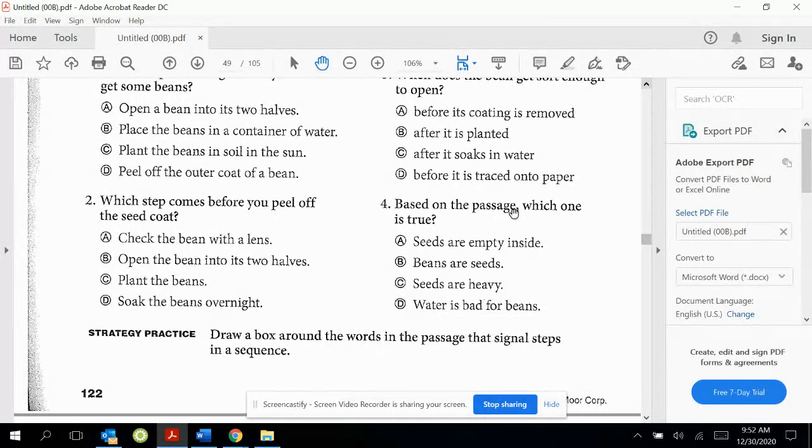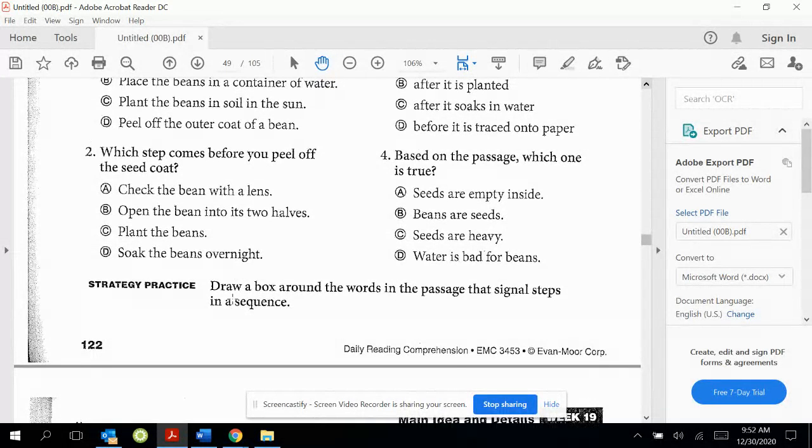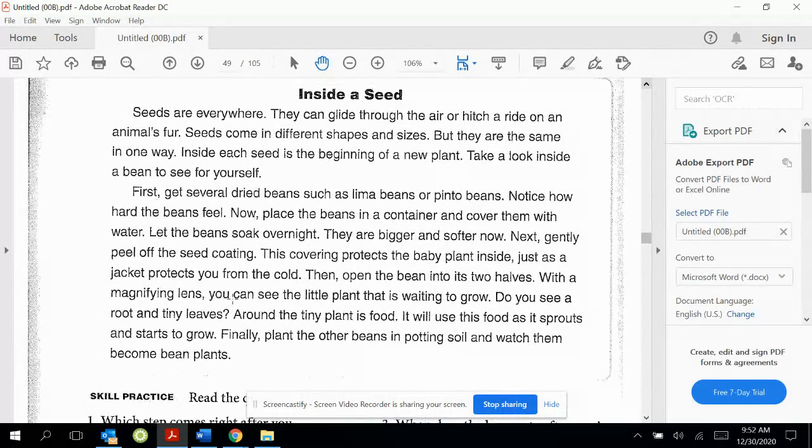Number 4, based on the passage, which one is true? Seeds are empty inside. Beans are seeds. Seeds are heavy. Water is bad for beans. Draw a box around the words in the passage that are signal words, or they can be called time order words as well, in a sequence. So that's like first, draw a box around all of those.